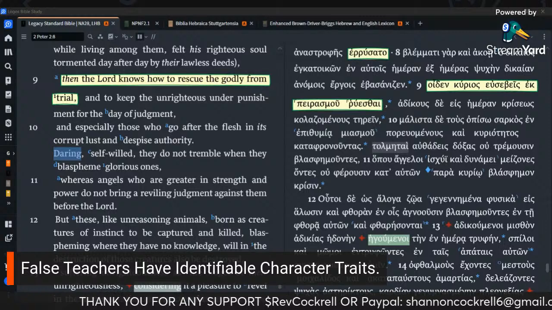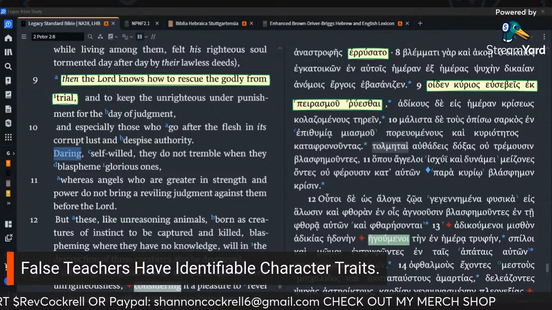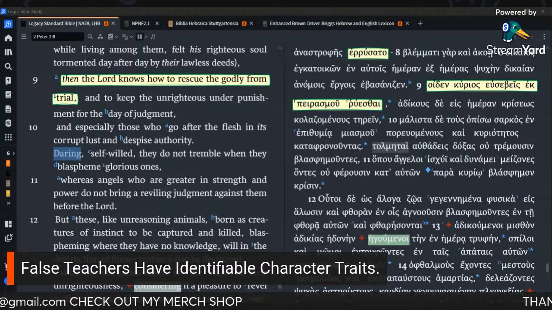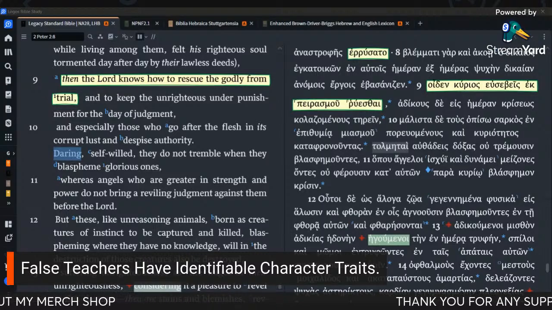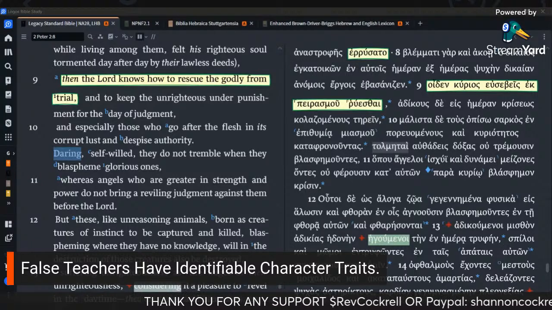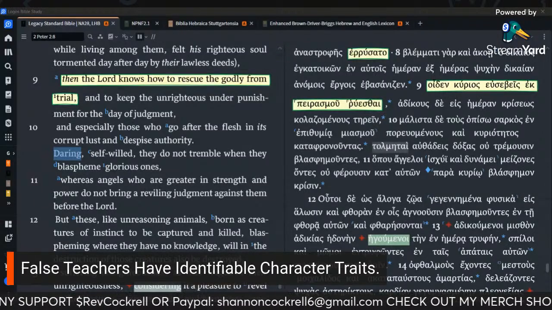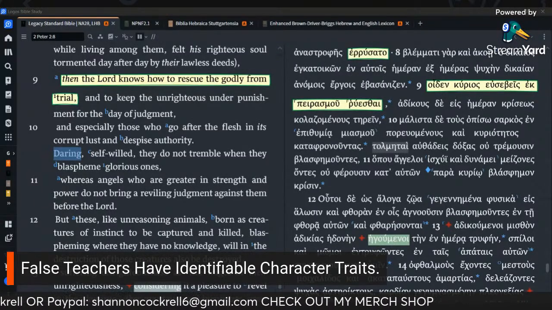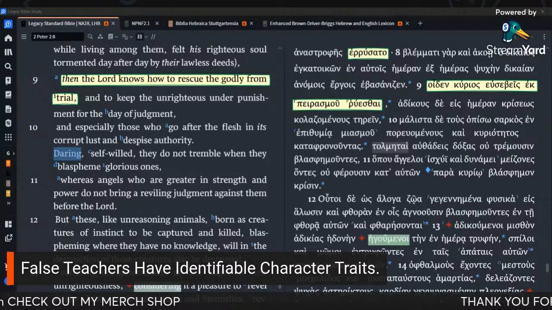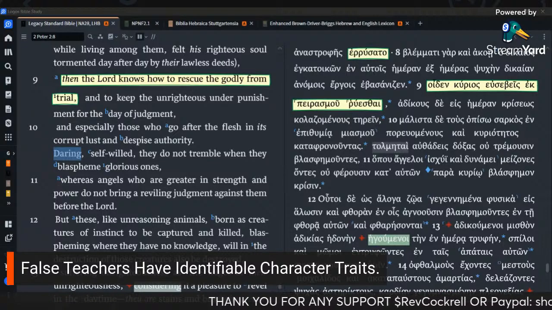So, false teachers have identifiable character traits. And Peter is going to show us that these false teachers often engage in outward sinful acts. If you look at Peter and you look at Jude, we're going to see that false teachers have this. And sin has an enslaving power. Sin enslaves, and these false teachers lead people into sin. They lead people away from God.